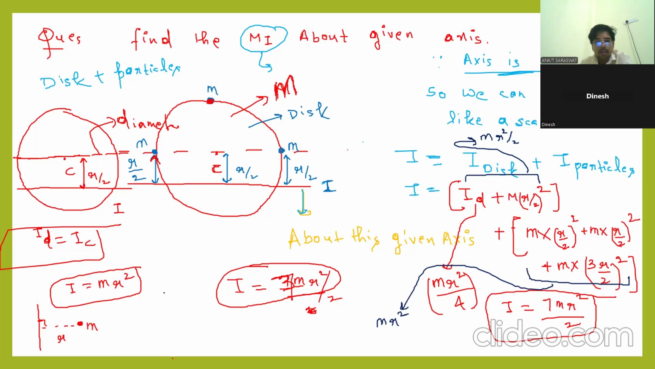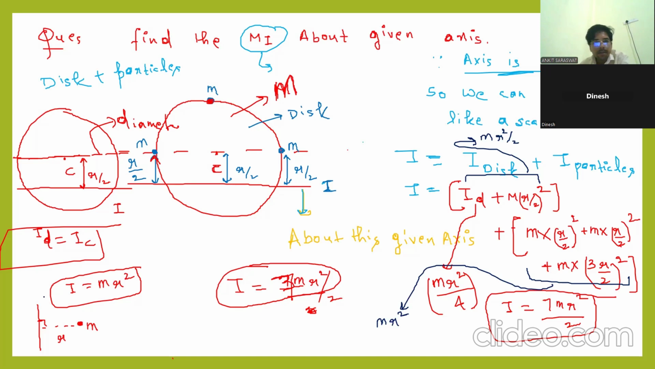Next question. Can you please repeat that previous answer? The answer is 7 mr square by 2. The simple calculation is there. What is the value of I_D? I_D is mr square by 4 for the disk.